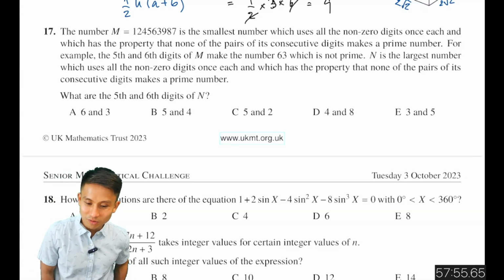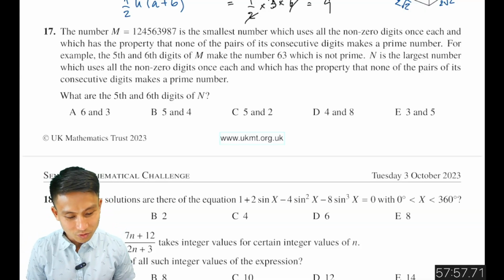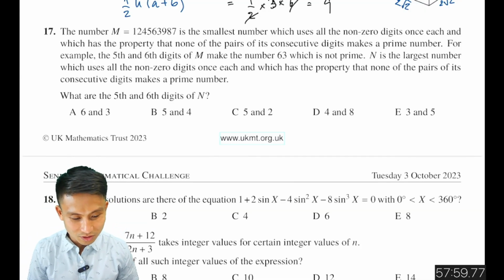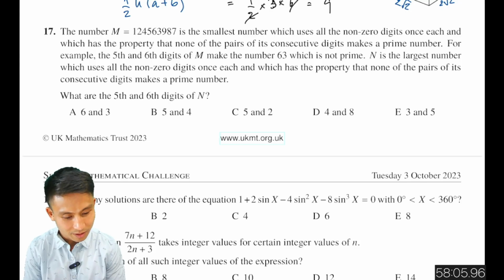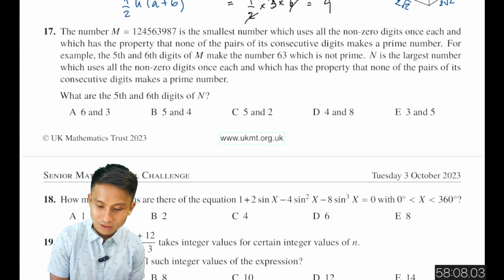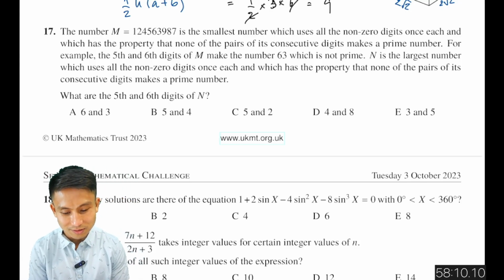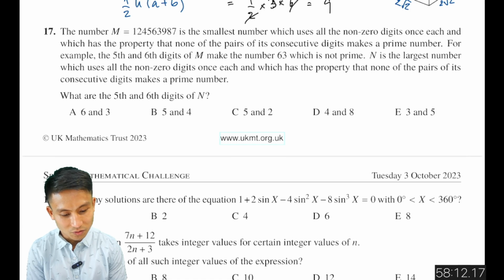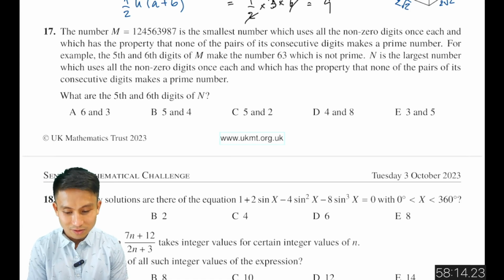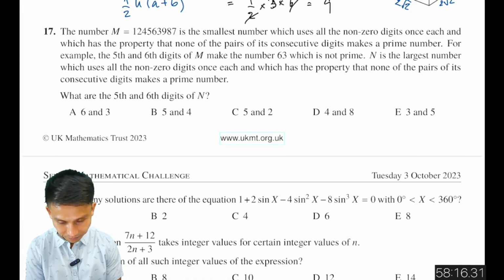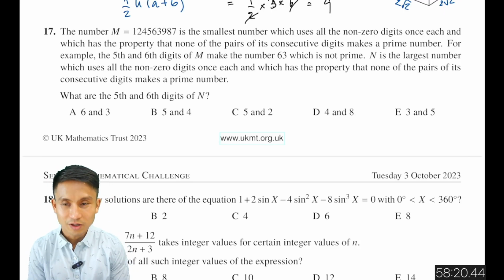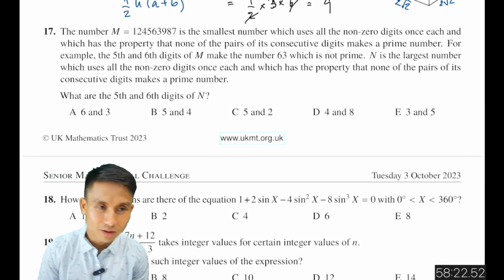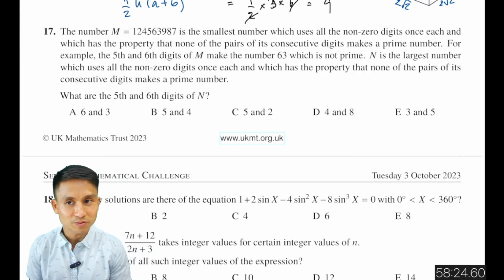Number 17. The number m is the smallest number which uses all the non-zero digits once, which has the property that none of the parts of its consecutive digits makes a prime number. For example, the 5th and the 6th digits of m make 63, which is not prime, and is the largest number. Okay, so basically we're going to find a 9-digit number where none of any 2 adjacent numbers make a prime number.